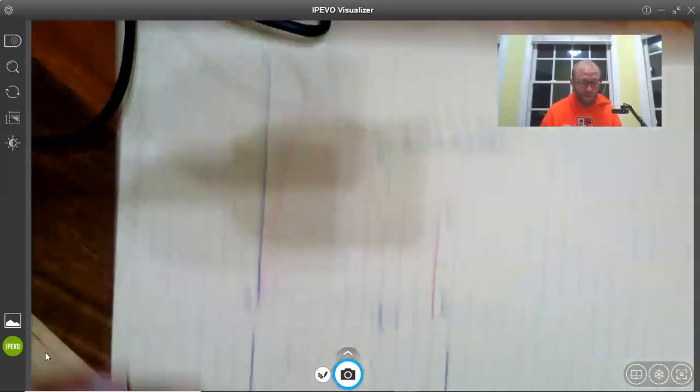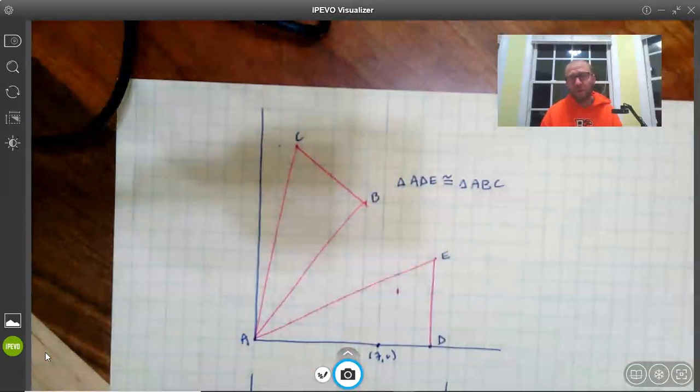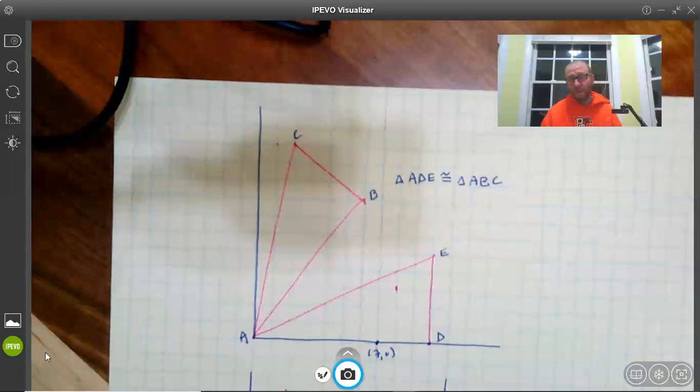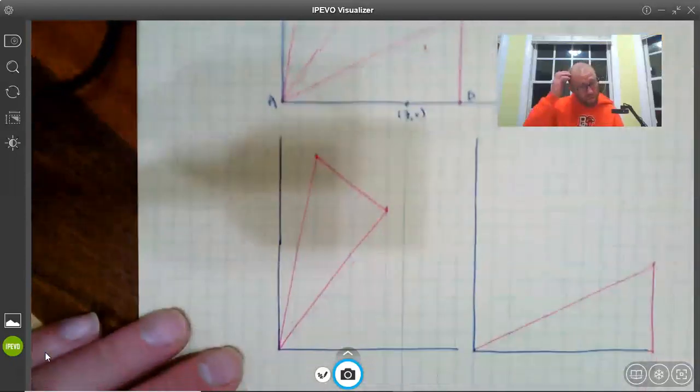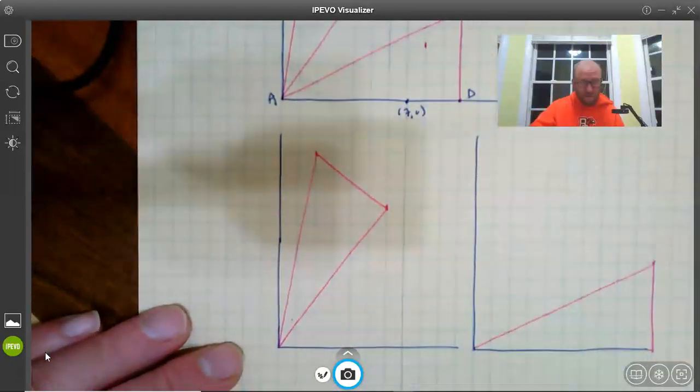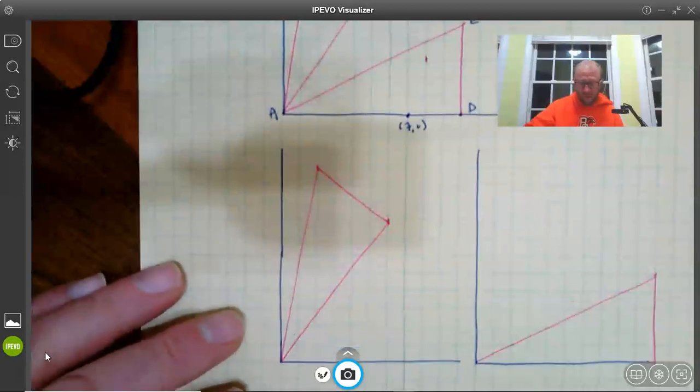Now, there's several different ways of doing this, but since we're in the coordinate plane and we're mostly dealing with lengths, we're going to pick side, side, side. So we're going to show that all three sides are congruent. If all three sides are congruent, then the angles are also congruent. We've talked about this before. All right, so I'm going to move down here. I'm just going to have the two triangles separately.